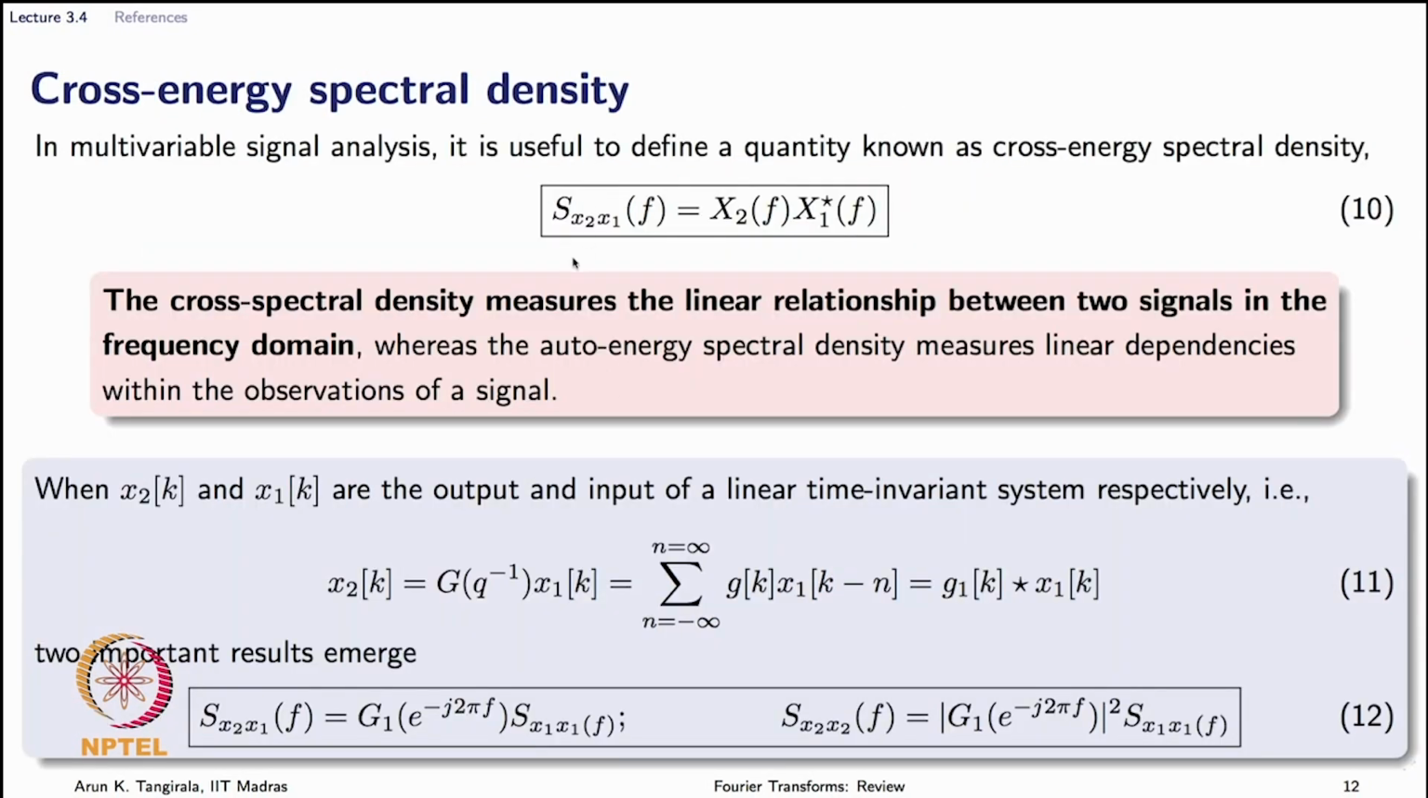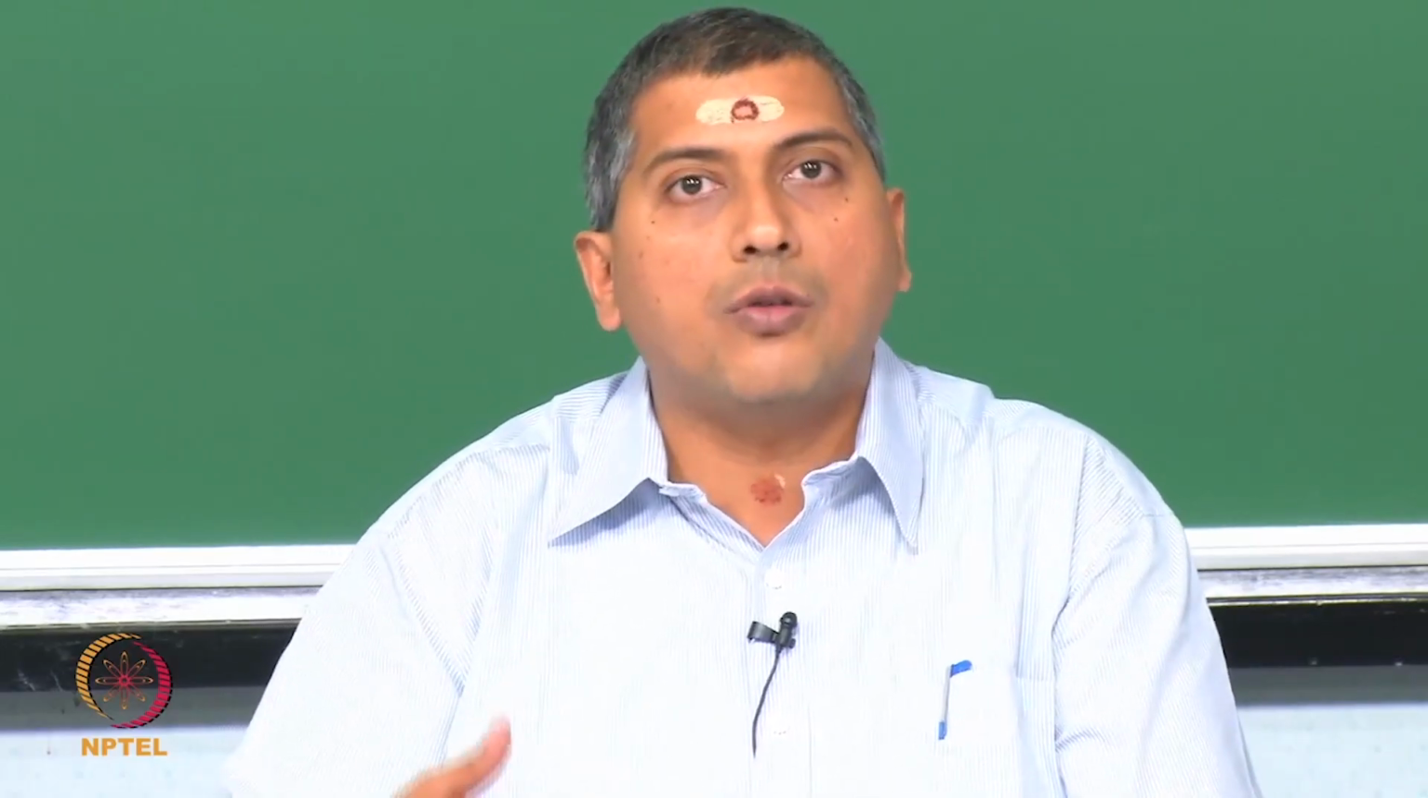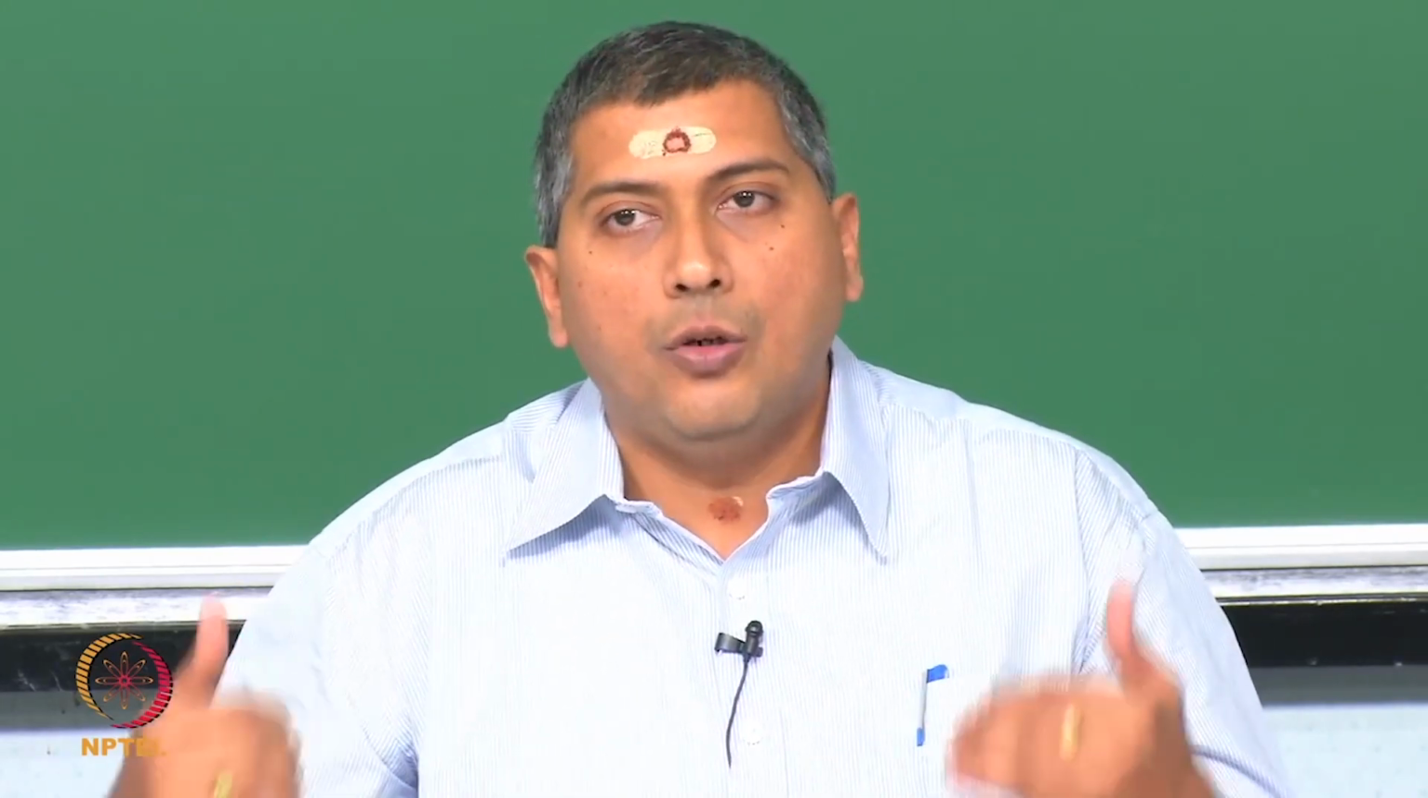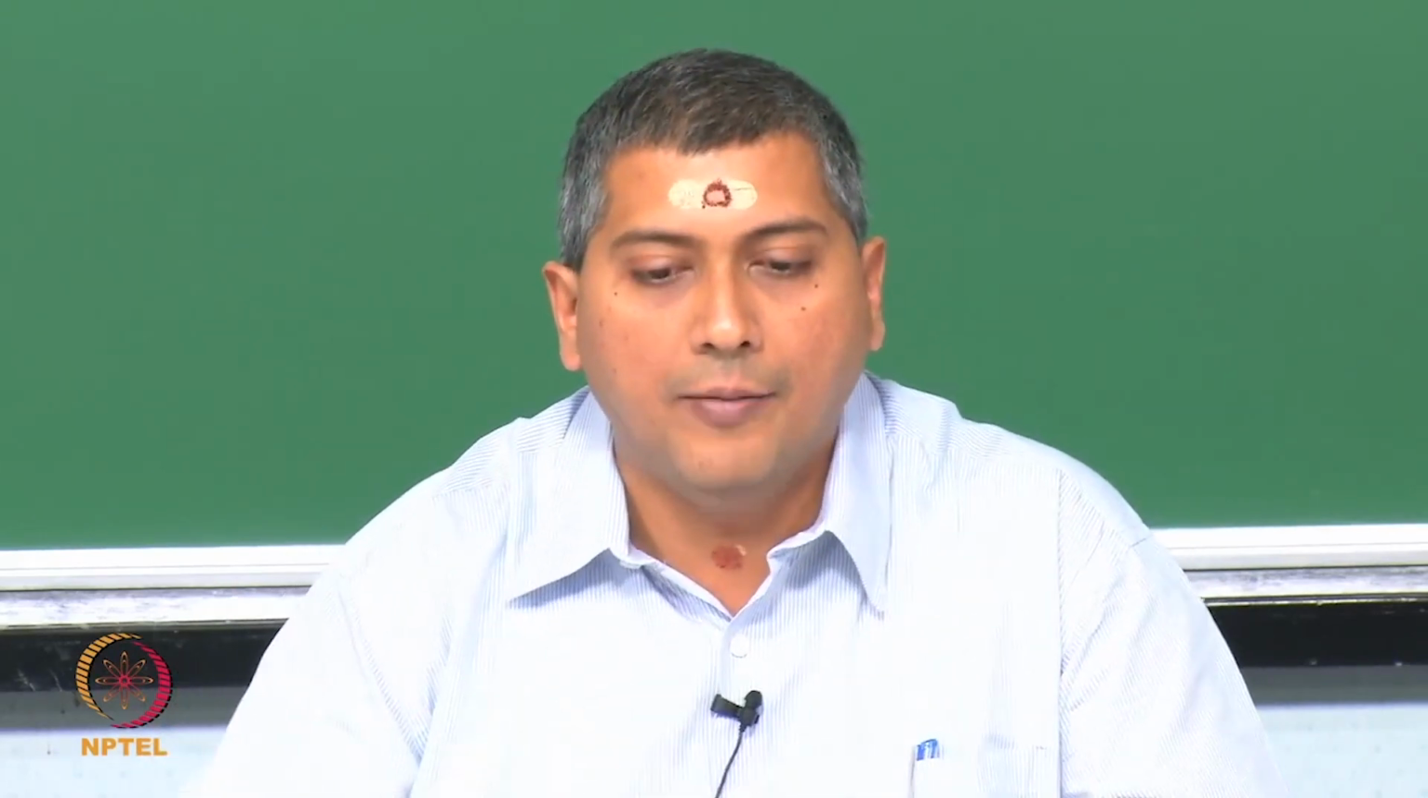Now, it is useful to know the concept of cross energy spectral density. The cross energy spectral density essentially is an extension of the auto energy spectral density, that is the regular energy spectral density that we have been looking at for a single signal. Now, we are looking at two signals. We would like to measure the linear dependence between two signals in the frequency domain. Remember, we said the cross covariance function is actually a measure of the linear dependence between two signals that are shifted in time by a lag L.